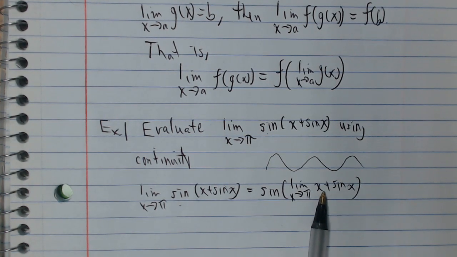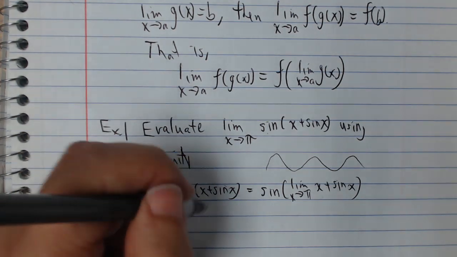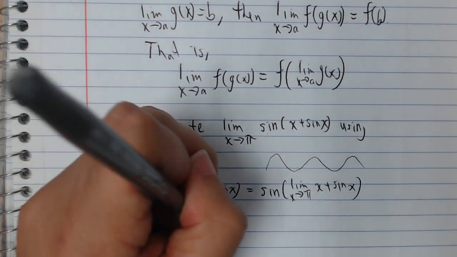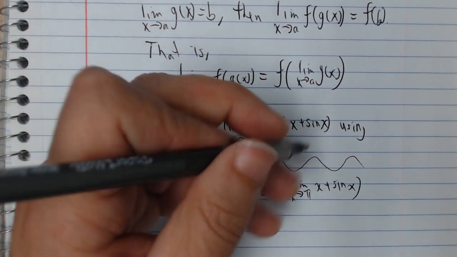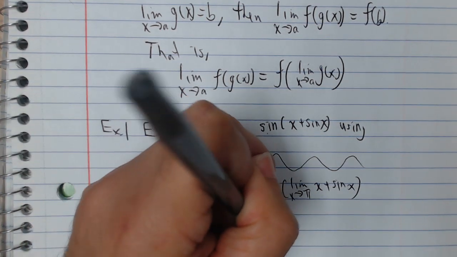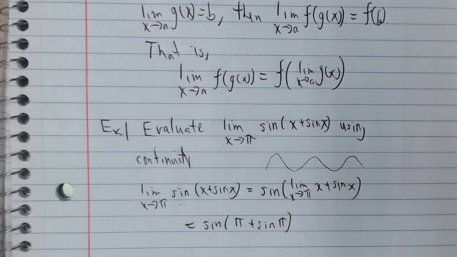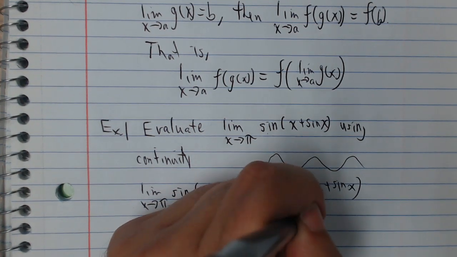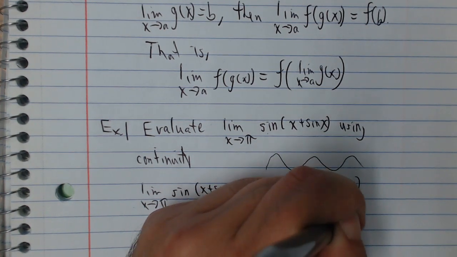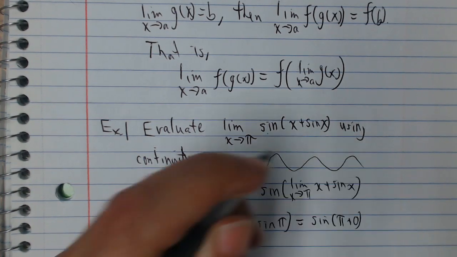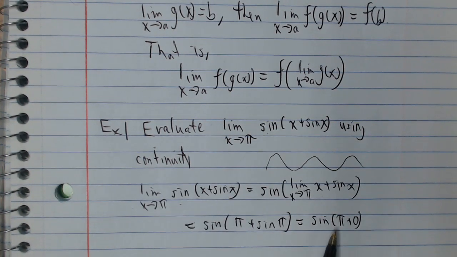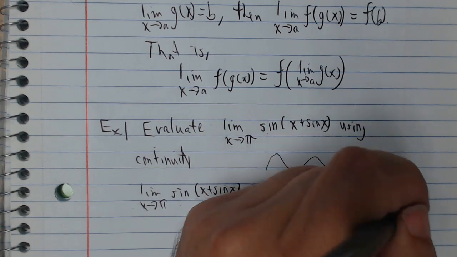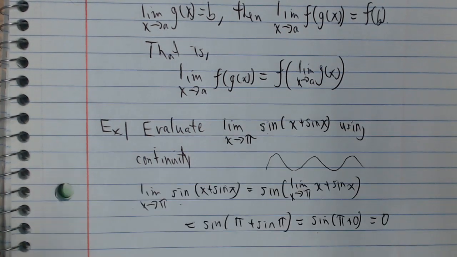So we can just use direct substitution. So what does this become? It becomes sine of pi plus sine of pi. And now we can simplify this. Sine of pi is 0. So we get sine of pi plus 0. And pi plus 0 is still pi. And then we get sine of pi, which ends up being 0.